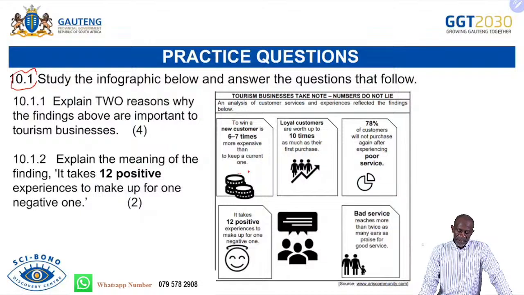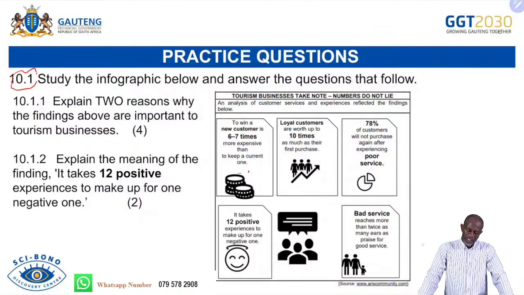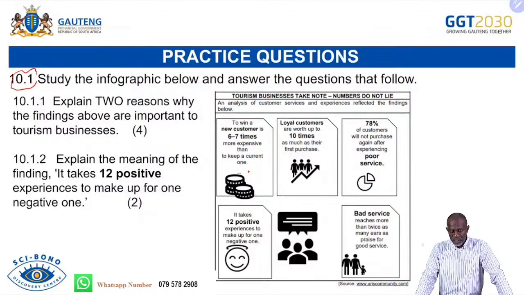Number 3, 75% of customers will not purchase again after experiencing bad service. So you can look at the impact of poor service delivery: you run a risk of losing 75% of the client base.